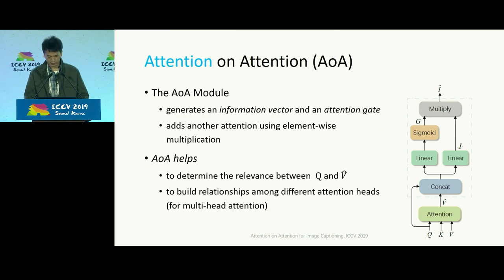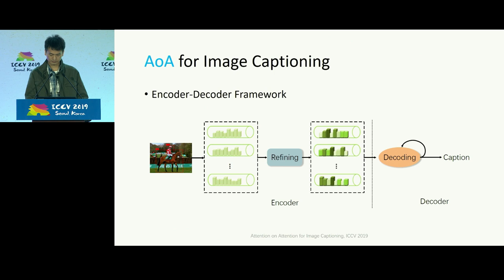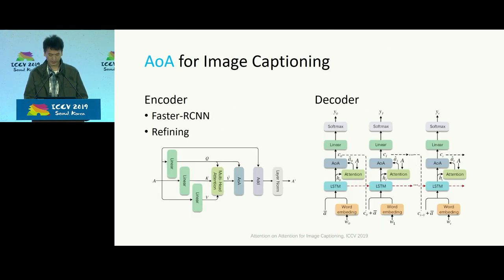We experiment on the task of image captioning, where the overall framework is encoder-decoder-based. The encoder consists of a pre-trained Faster R-CNN and a refining module, where Faster R-CNN extracts object-level features of an image, and the refining module models the relationships between the objects using self-attention and AOA. The decoder uses an LSTM layer to model the language and employs attention and AOA to integrate image features.